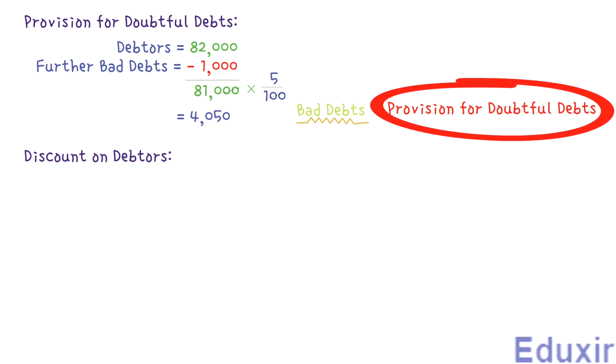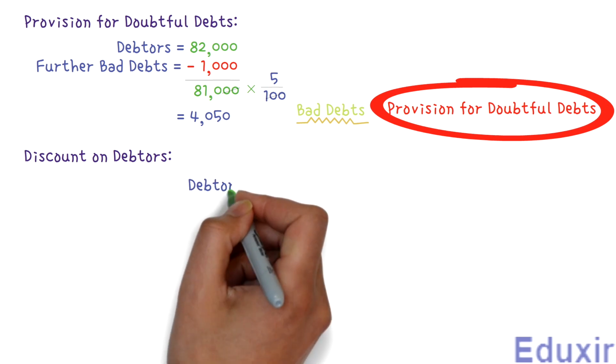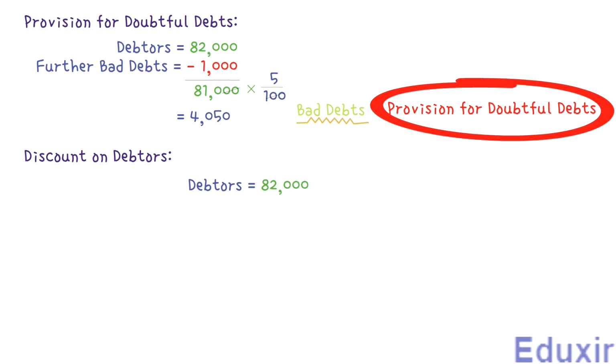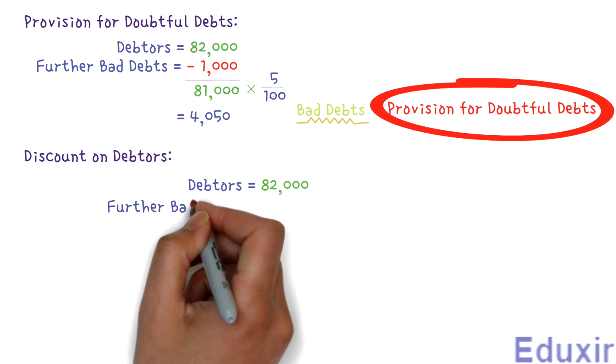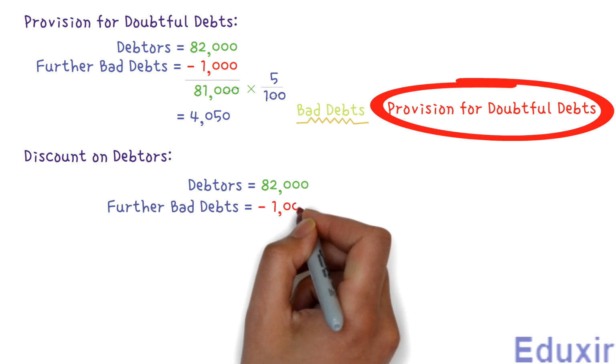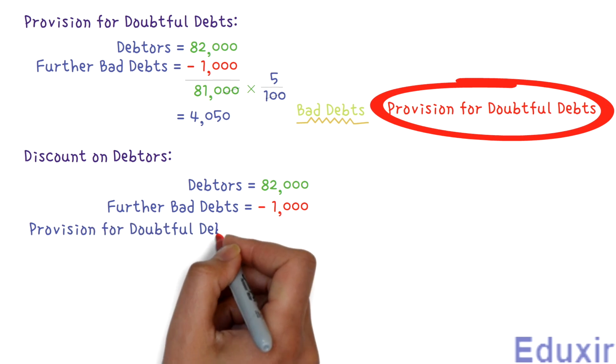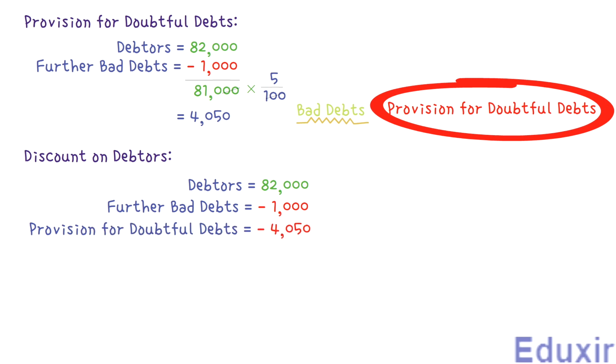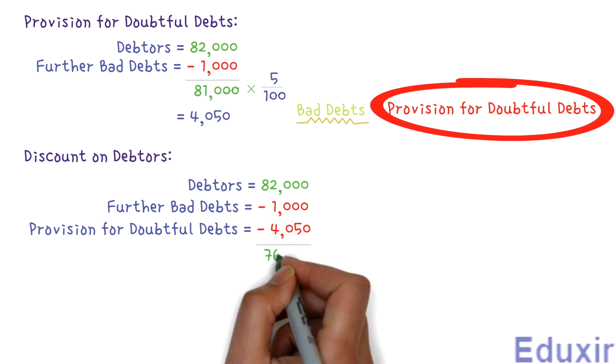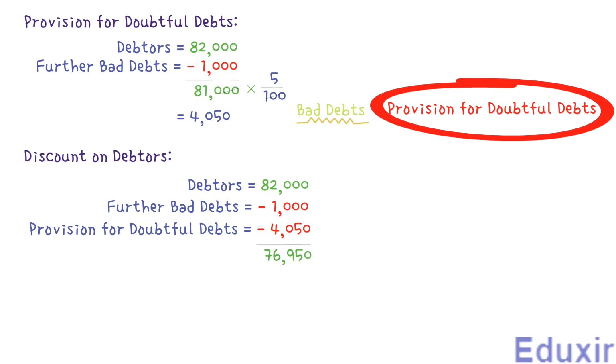Now it is given in the problem that the debtors are worth 82,000 rupees. The further bad debts are worth 1,000 rupees, and the provision for doubtful debts is 4,050 rupees. From 82,000 rupees, if we subtract 1,000 rupees and 4,050 rupees, we get 76,950 rupees. This is the worth of the debtors that are recoverable.